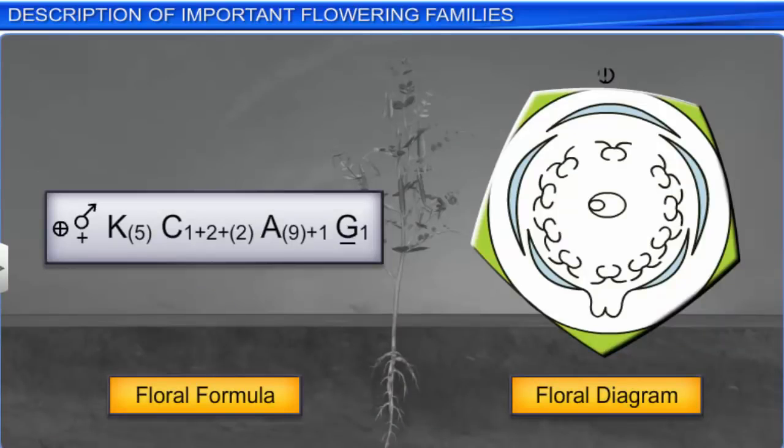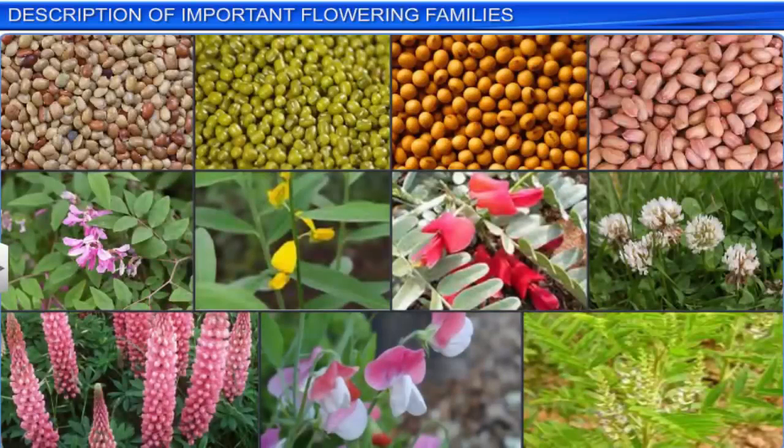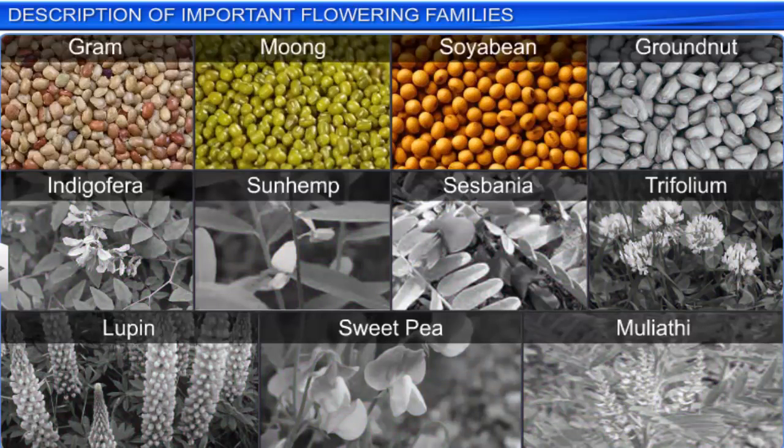The economic importance of plants belonging to the Fabaceae family is also many. Gram, moong, and soya bean are pulses. Soya bean and groundnut produce edible oil. Indigofera is a dye. Sun hemp is a fiber. Sesbania and trifolium are used as fodder. Lupin and sweet pea are ornamental plants. And mulaithi is used as a medicine.